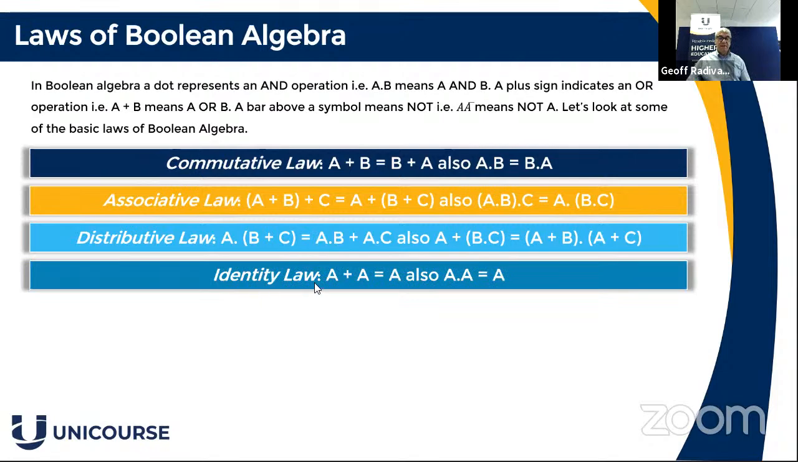This is the identity law, and this is where A or A is equal to A, and A and A is equal to A.